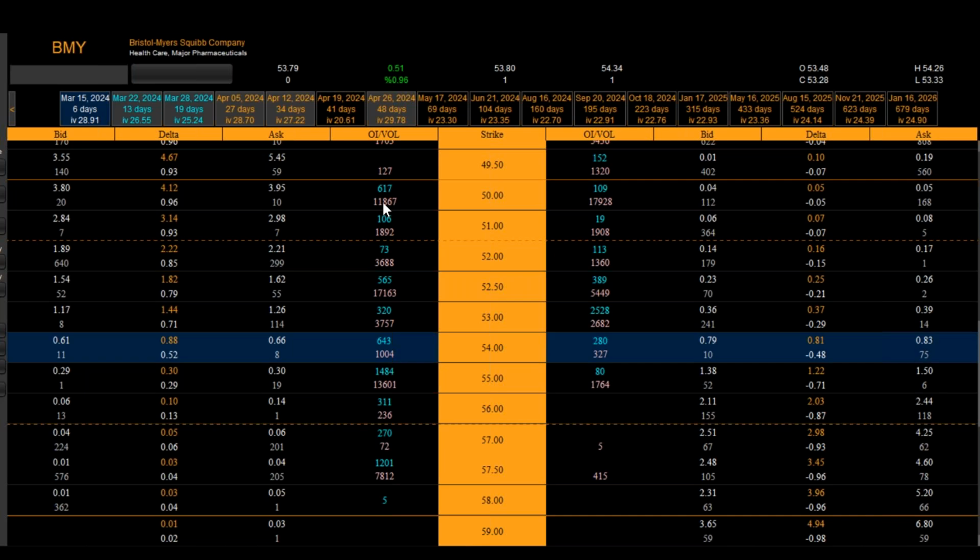All right. The 617 is not included in this 11,867. This is updated at the end of each day. So when you go into the day, this is going to tell you what the open interest is, and then at the end of the day, it'll be recalculated again. So this 617 is not included in there.